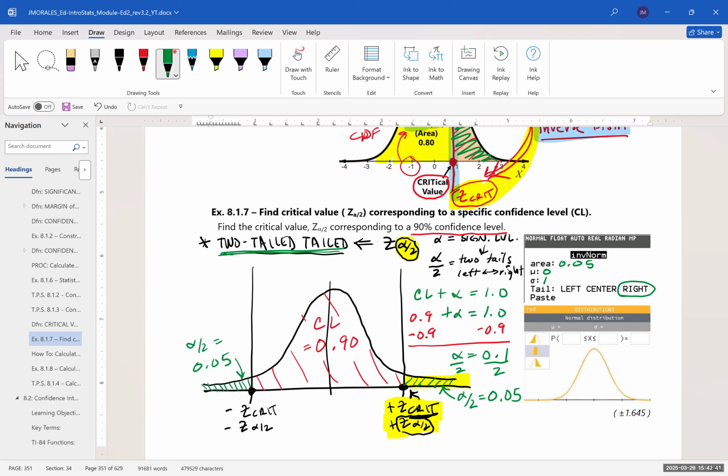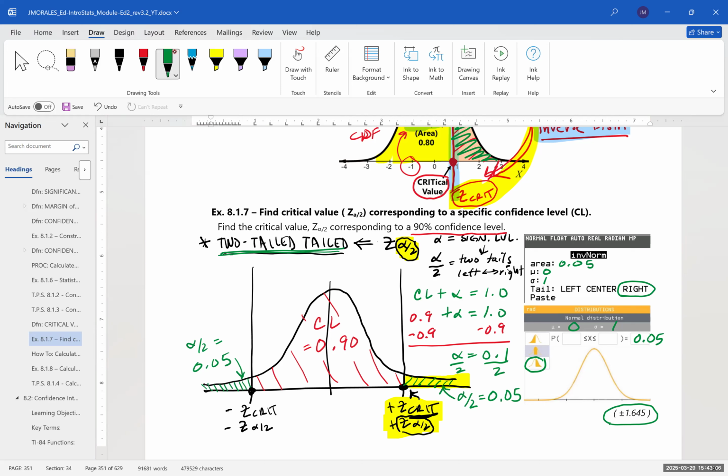And with the NumWorks calculator, we have a mean of 0, standard deviation of 1. I want the area to the right, and the area is going to be 0.05. And when I hit enter, it'll just give me the value. And that value is going to be plus and minus 1.645.